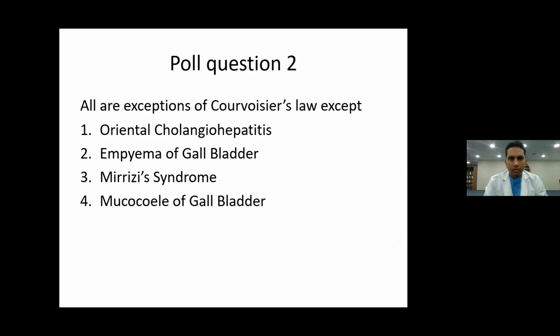So after this, we have these poll questions. So we know what is Courvoisier's law, and all are the exception of Courvoisier's law except: option 1 is oriental cholangiohepatitis, option 2 is empyema of gallbladder, Mirizzi syndrome, and mucocele. Let's take the poll question.